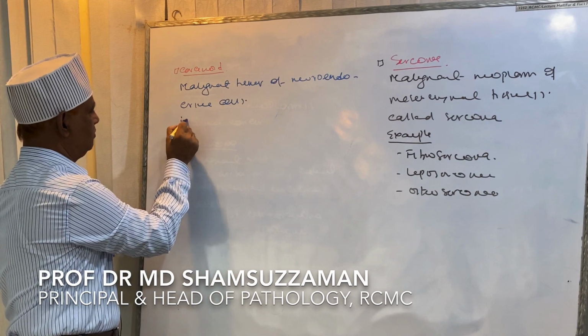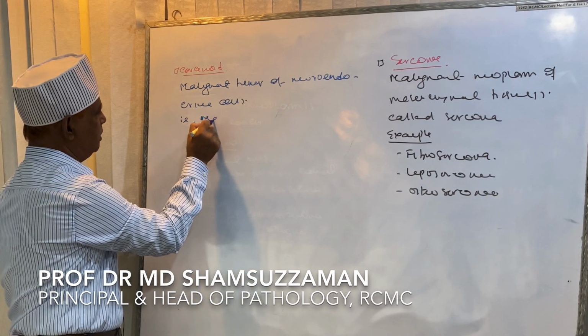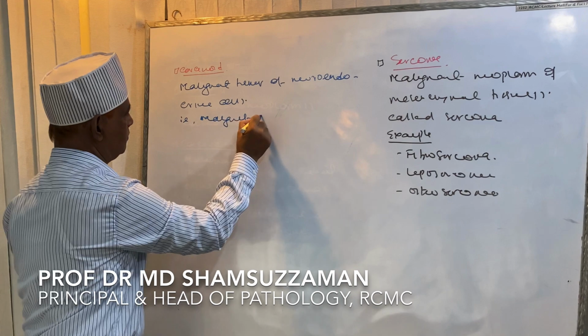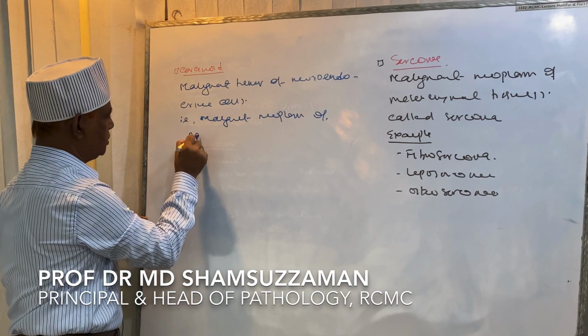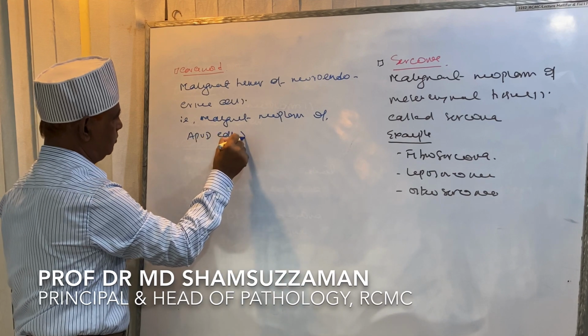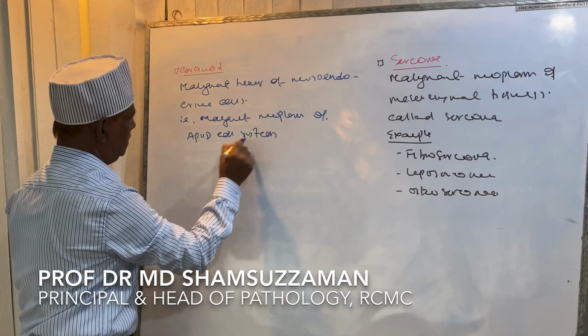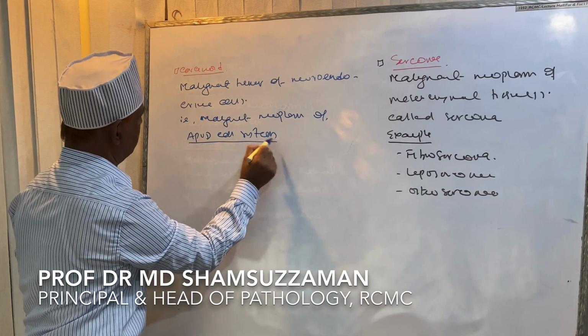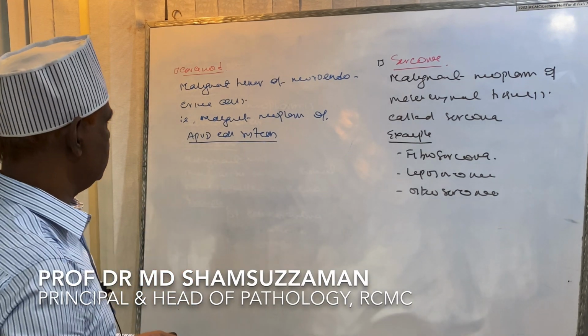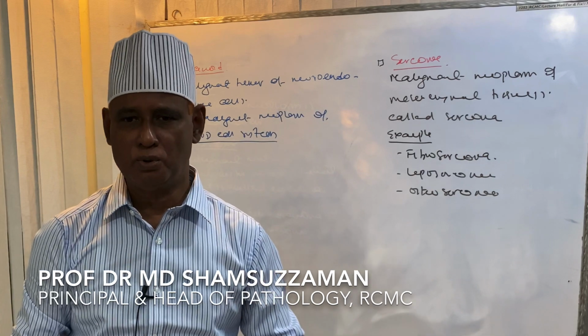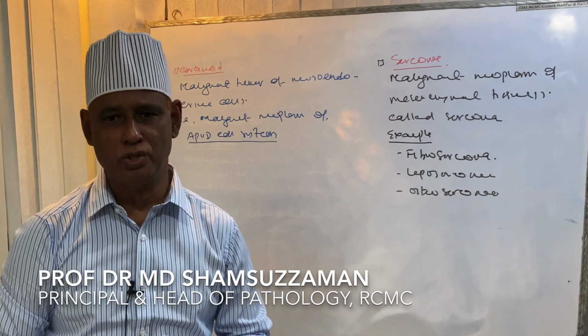That is, a malignant neoplasm of the Apud cell system is called carcinoid. So, a malignant tumor or cancer of neuroendocrine cells is called carcinoid. It is also called a malignant tumor of the Apud cell system.